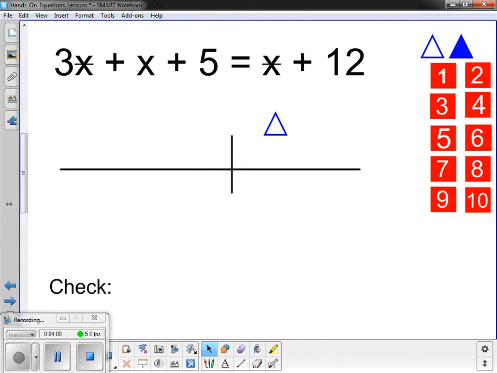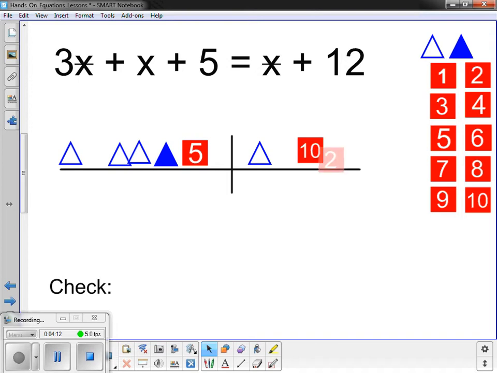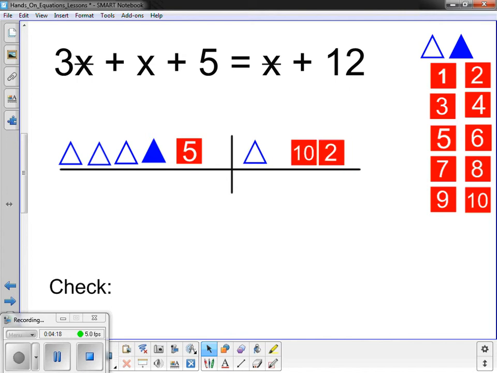So I've got 3 stars plus an x plus a 5 equals a star and a 12. Okay, so 3 stars, x, 5, equals star and 12. There we go. We've got the problem set up.